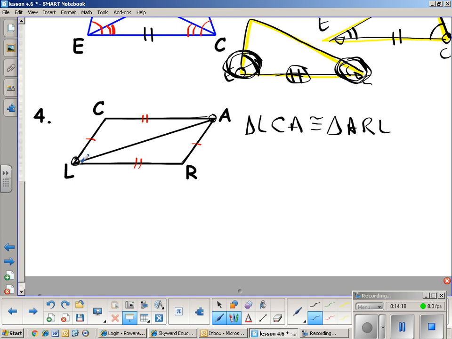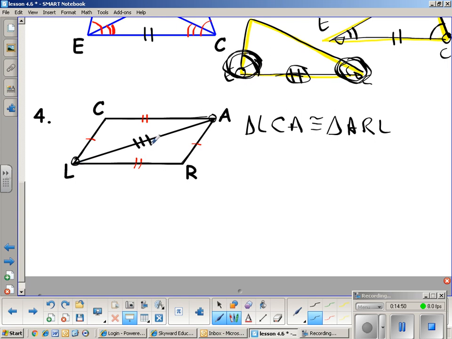Now that's not the only statement you could have had. Brandon might have said, I want to start with C and gone C-A-L. And then he would have started with R and gone R-L-A, right? Okay, good. So, what is missing? Go ahead, Jared. What's missing that's not identified in this picture? Segment LA is congruent to itself.